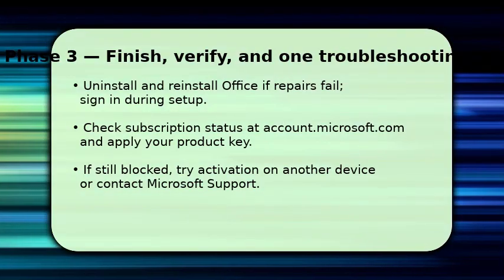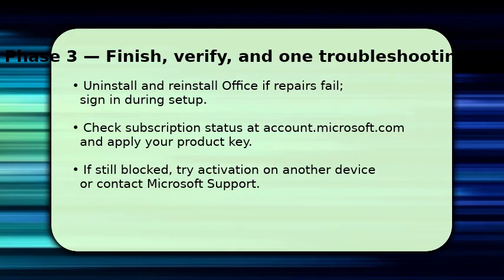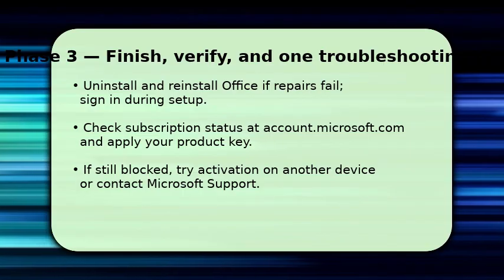Finally, reinstall Office as a clean slate if earlier steps didn't work. During setup, you must sign into the right account so the license attaches. After install, open any Office app and go to File, Account to trigger activation, and make sure your subscription shows active at account.Microsoft.com, or enter your product key.